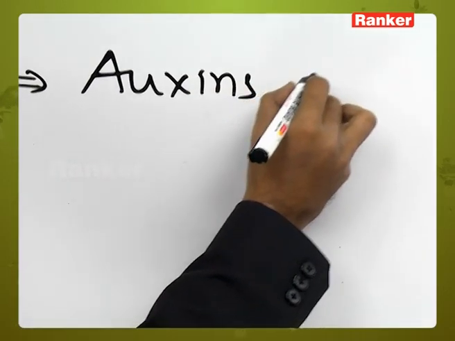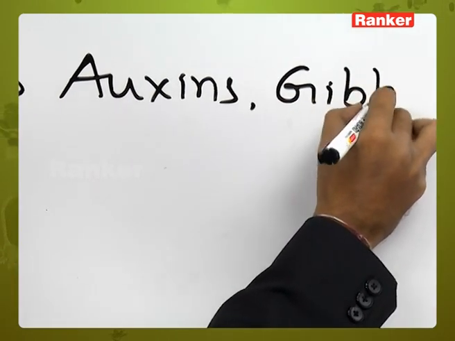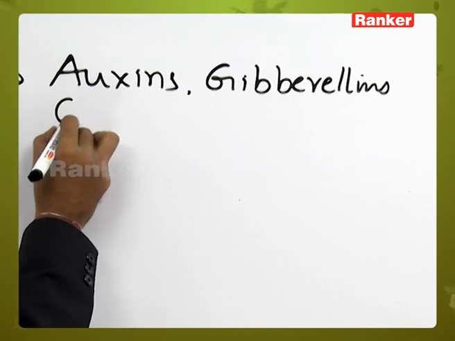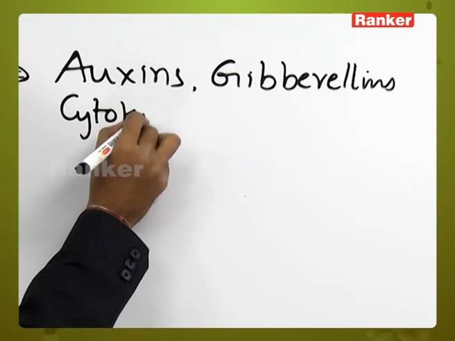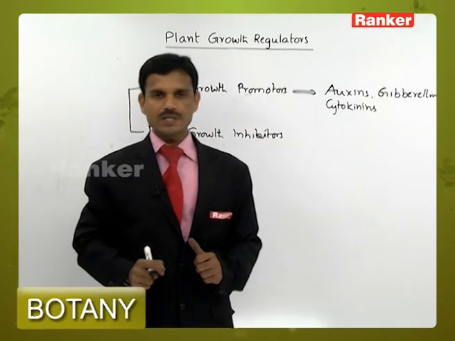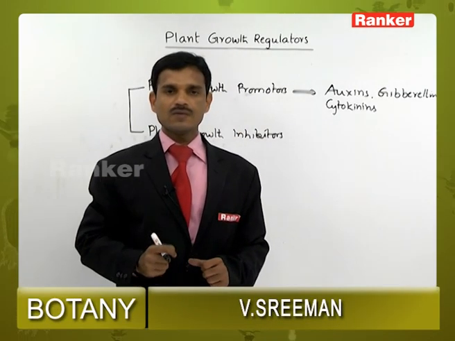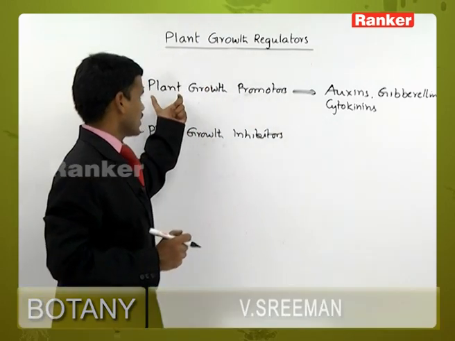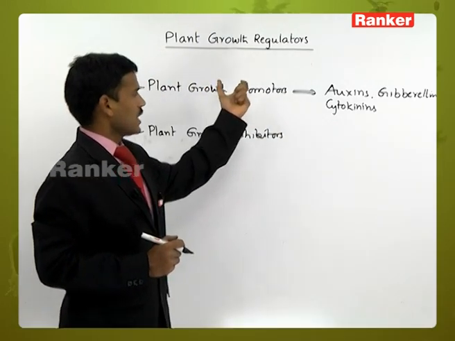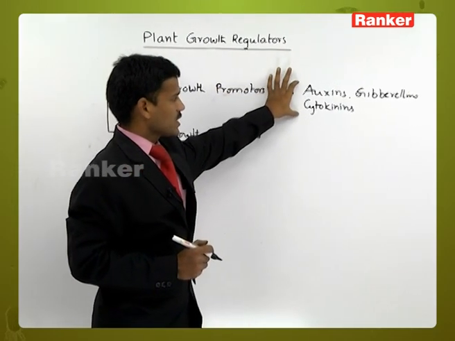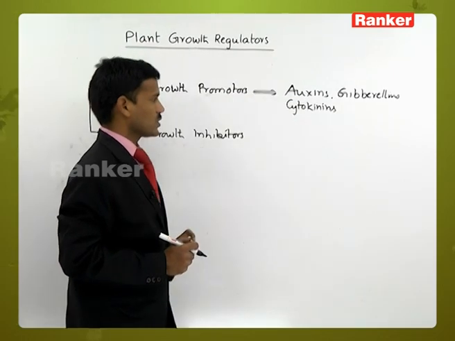Auxins, gibberellins and cytokinins. So these are involving in the cell division, cell enlargement, flowering, fruiting, seeding. That's why here these are known as plant growth promoters. They are involving in the growth. Auxins, gibberellins, cytokinins are considered as plant growth promoters.